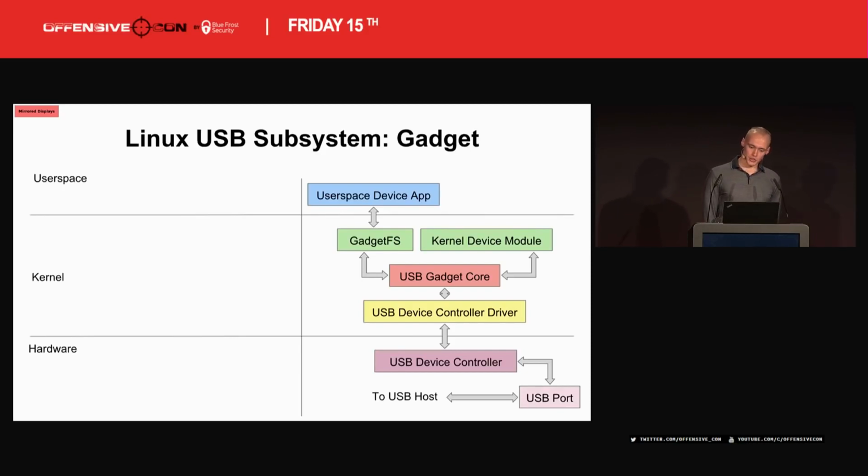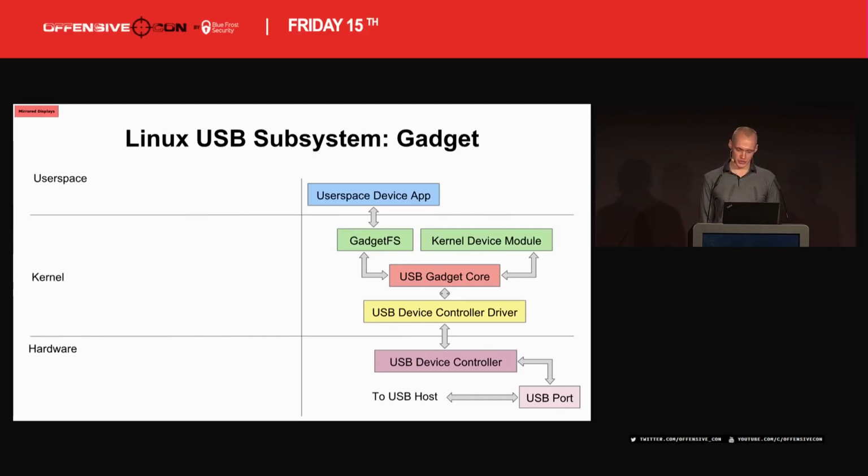So the idea is that here on the right, let's read it from top to bottom. We have a thing called the user space device app. This is the user space app that's going to implement all of the logic of our USB device, and we will use the GadgetFS interface for that. Instead of using GadgetFS, we can implement the whole thing in the kernel and use some custom kernel module. It's one of the two options that you can use.